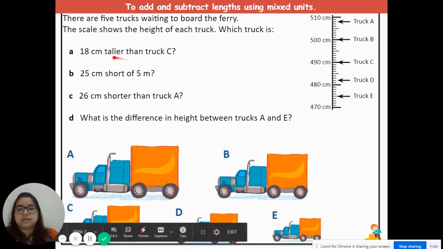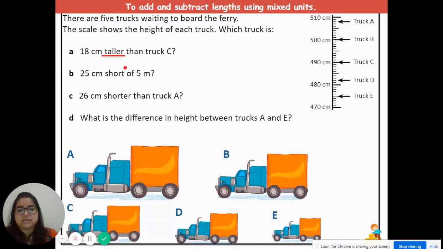Now remember here the main word is taller, which means we have to know the height of truck C and add this 18 centimeters to it. So let's see what is the height of truck C. It is 490 centimeters. So 490 centimeters plus 18 centimeters is equal to 508 centimeters.